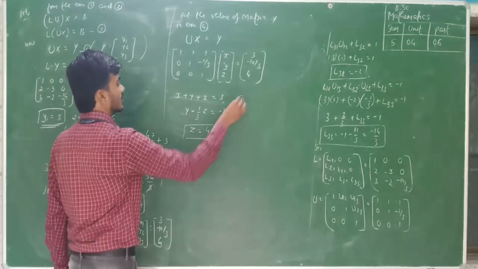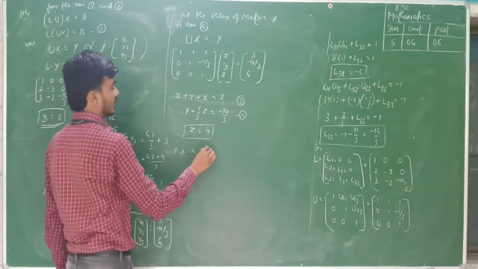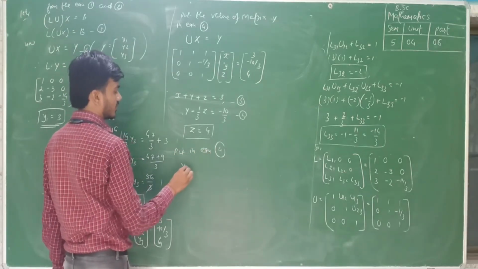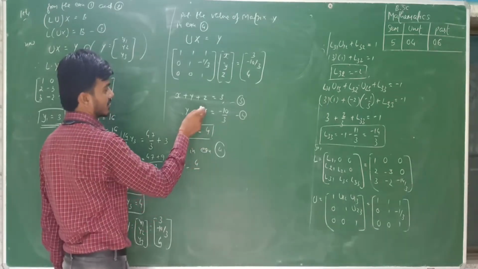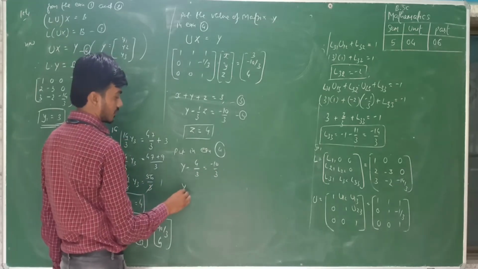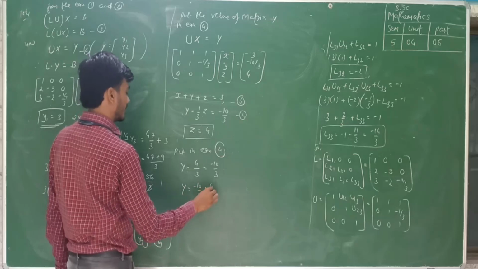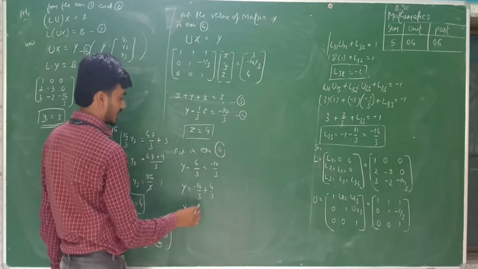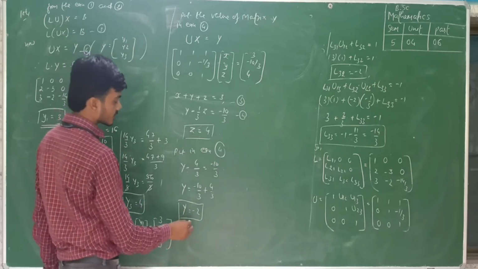Put this in equation number 4. So y minus z by 3, put the value z is equal to 4, so y minus 4 by 3 is equal to minus 10 by 3. So y is equal to minus 10 by 3, these terms are replaced on the right hand side. So y is equal to minus 6 by 3, so minus 2.